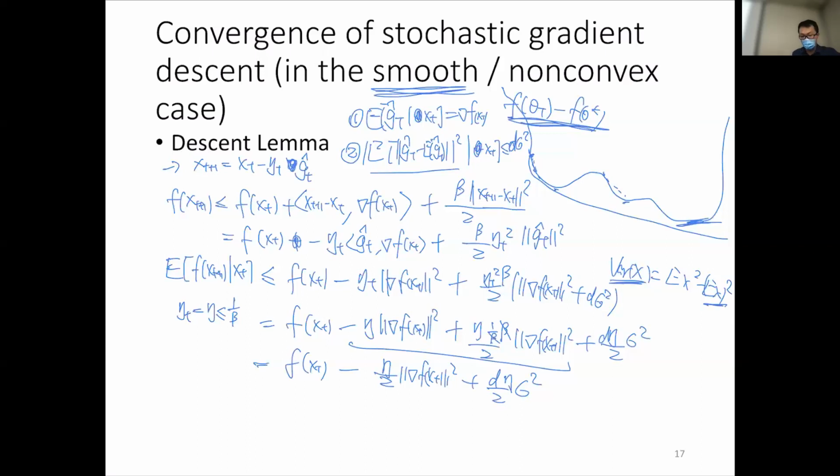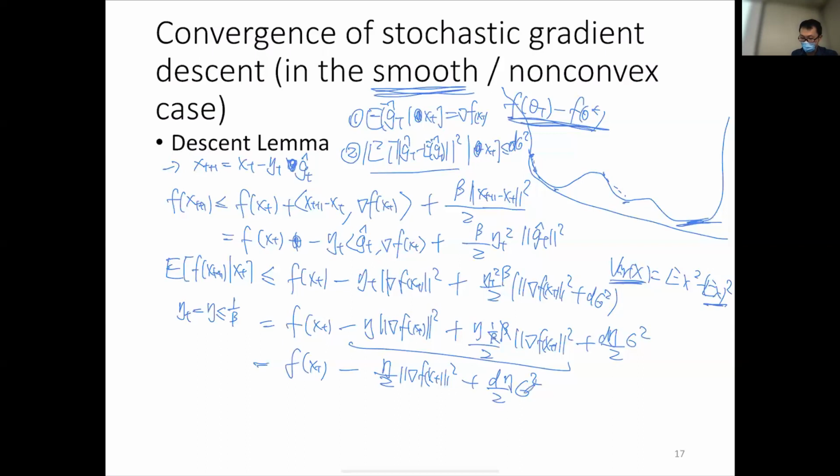Okay. And now what this is saying is that, first of all, let's try substituting this sigma to be 0, and then we can see that what this says is that the objective function is always going to go down, right? And how much you will go down is proportional to this quantity.